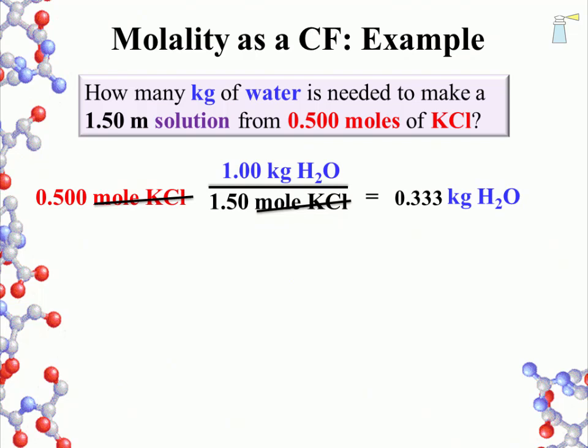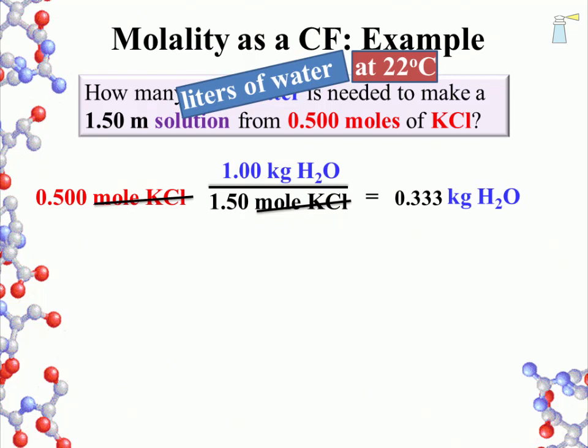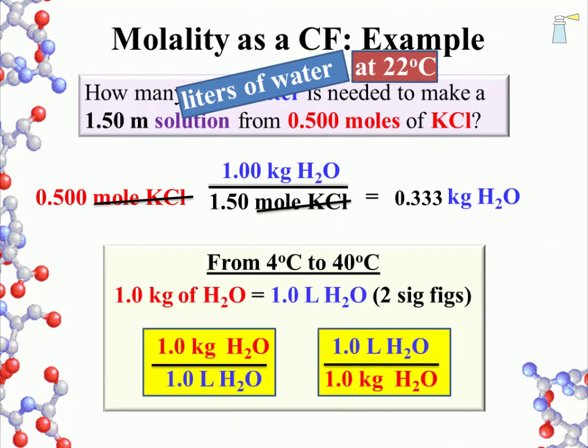A modification to this strategy would occur if the question asked not for kilograms of water, but the much more common unit of liters of water. Since volume is temperature sensitive, a temperature needs to be given. Here it is given as 22 degrees Celsius, which falls within the temperature range that allows the kilograms of water to liters of water conversion we used earlier, which means we can use it again.